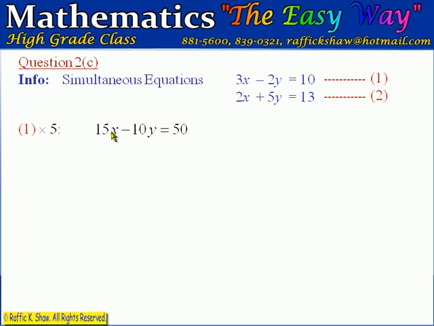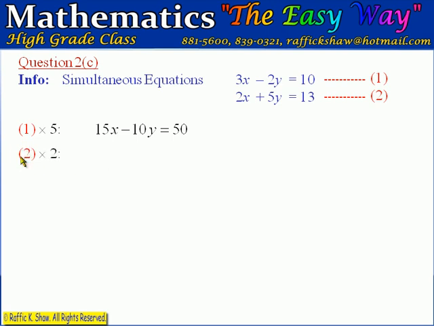This becomes 15x minus 10y, and then 5 multiplied by 10 is 50. We simply multiply each term in equation 1 by 5. And then, as I said, we're going to multiply this second equation by 2, and then this will become 10y, right? And we have to multiply each term in that second equation by 2.